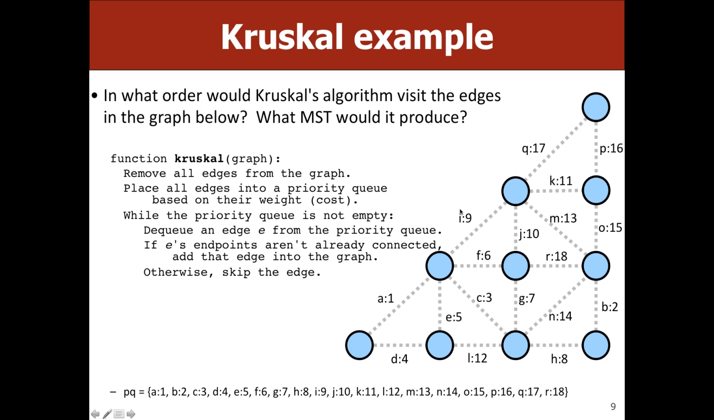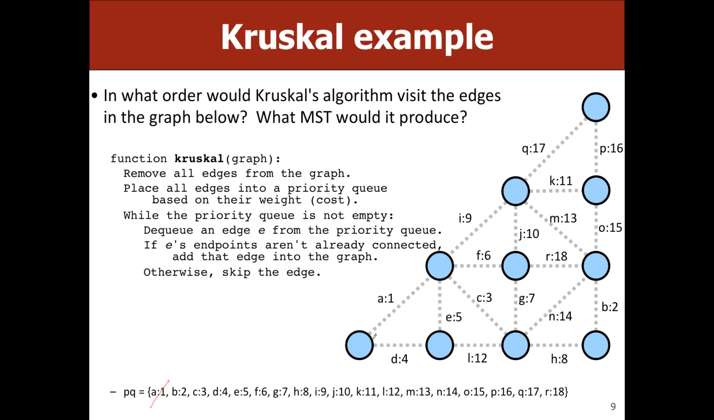Okay. So let's do an actual example with Kruskal's. This is the priority queue of edges. I grayed them out in the graph so we can visually see the idea of adding them back in. Does that make sense? So which edge would we look at first? Yep, A1, because it's the lowest cost.